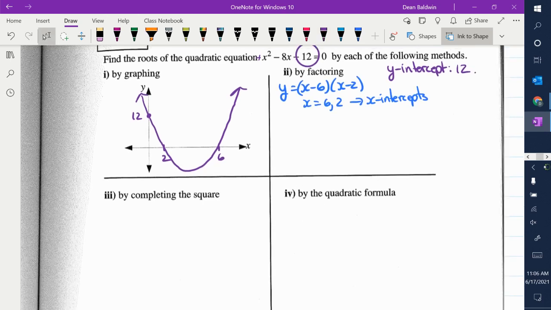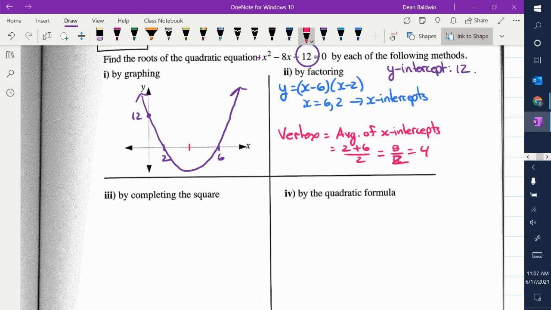So I'll just show you. I won't ask you to do this, but you can do it. If you know the x-intercepts, the vertex is the average of the x-intercepts. So the average of the x-intercepts is going to be 2 plus 6 divided by 2. You have 2 terms, which is 8 over 2, which is? So your vertex is at 4.